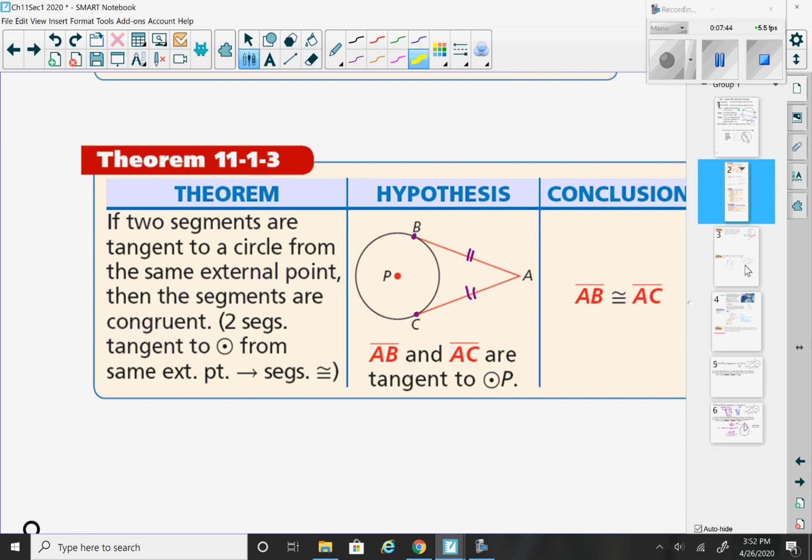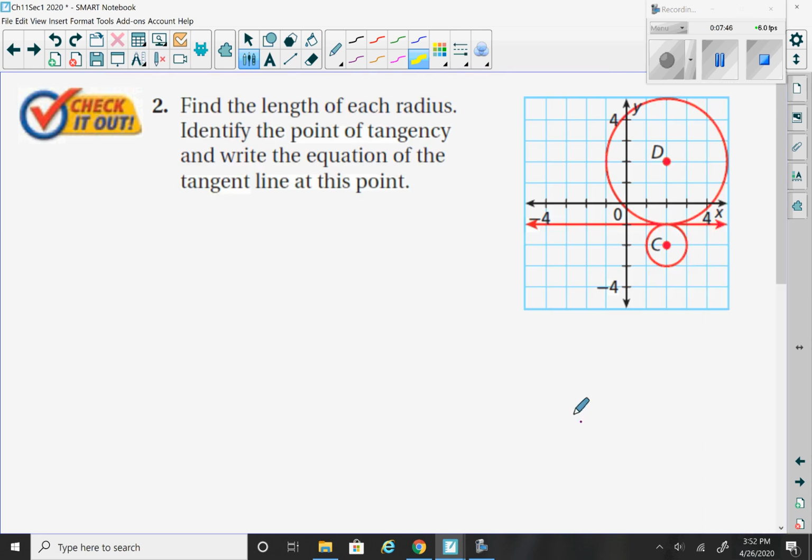Okay, so now we're going to go through a few examples applying some of the stuff that we just talked about. And some of these are directly from your packet, so if you want to look at your packet as well, you can. Number 2, find the length of each radius, identify the point of tangency, and write the equation of the tangent line at this point. So again, the first thing it says to do is find the length of each radius.